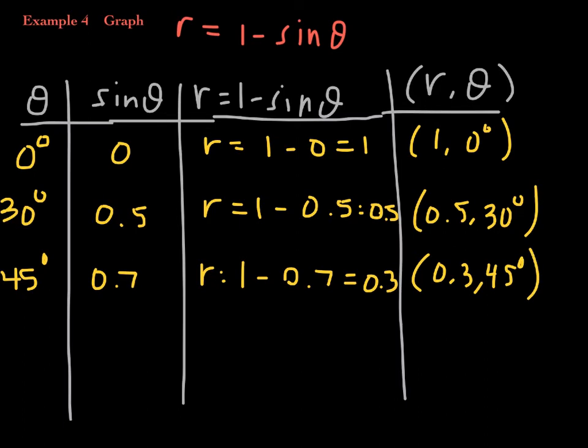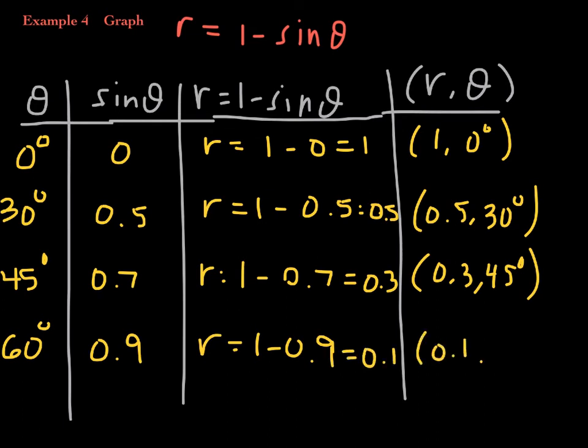Now these are just going to be sketches, right? So let's be very mindful of that. Sine of 60 degrees is root 3 over 2, which is 0.9. Okay, it's almost 1. So r is equal to 1 minus 0.9, which is equal to 0.1. Yikes. There, 0.1. So then this ordered pair is 0.1 comma 60 degrees.